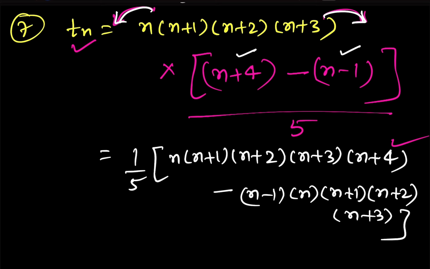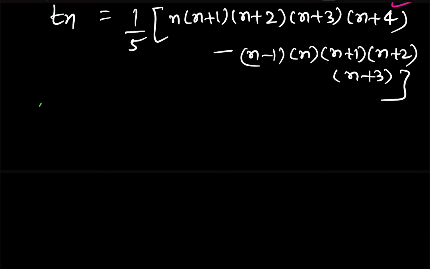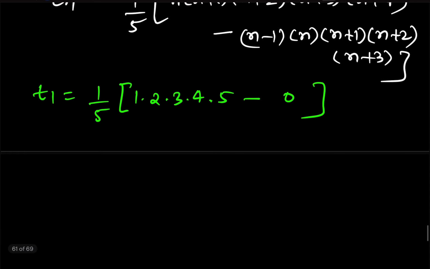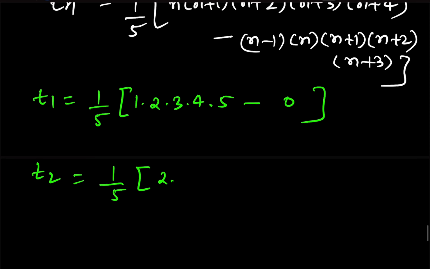Now this is again a telegraphic series, and I will show you how. T1 is 1 by 5. So if you write, 1, then 2 into 3 into 4 into 5 minus, it will start with 0, so it will become 0. The second term will start from 2, so it will give 2, 3, 4, 5, 6 minus, then it will start from 1 again, so 1, 2, 3, 4, 5.